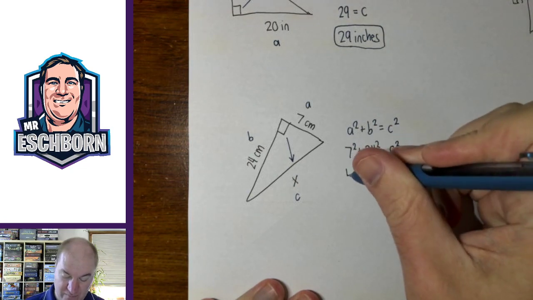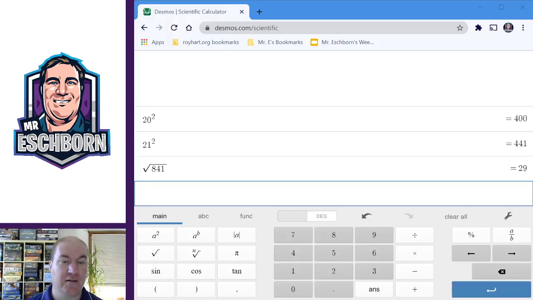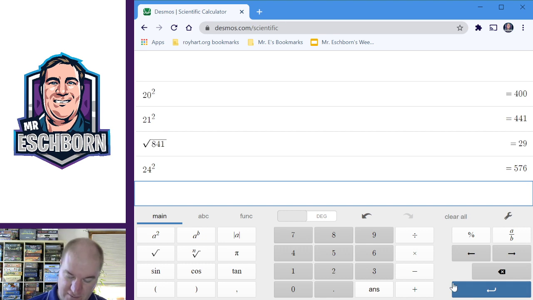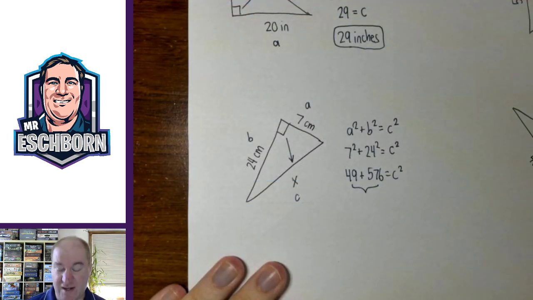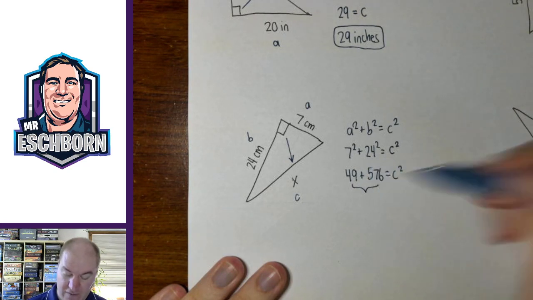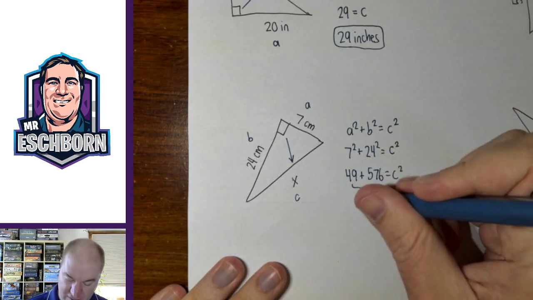7 squared is one that we have memorized. That's 49. 24 squared, I'm going to use my calculator on that one, and get 576. And then to simplify this problem, I see right here those two numbers can be added. I can simplify this problem. 576 plus 49 is equal to 625.